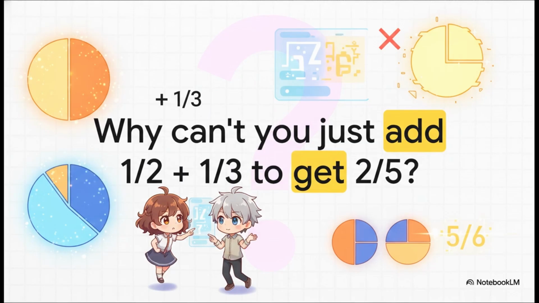So let's start with a classic head scratcher. You've got half of something and a third of something. Why can't you just smash them together, add the tops, add the bottoms, and get 2/5? It feels like it should work, but it doesn't. It's just plain wrong. The real question is why?